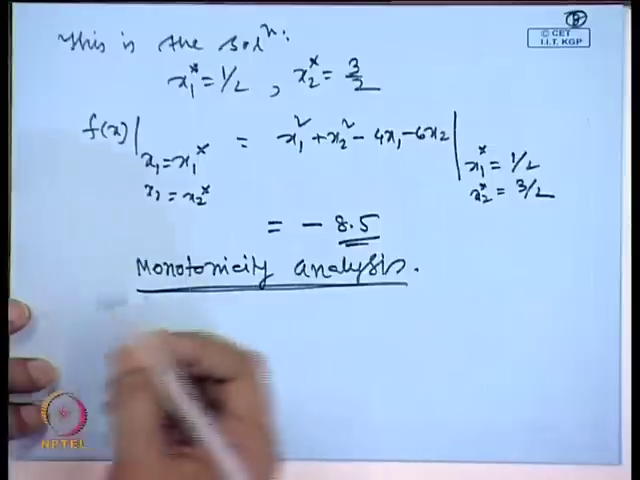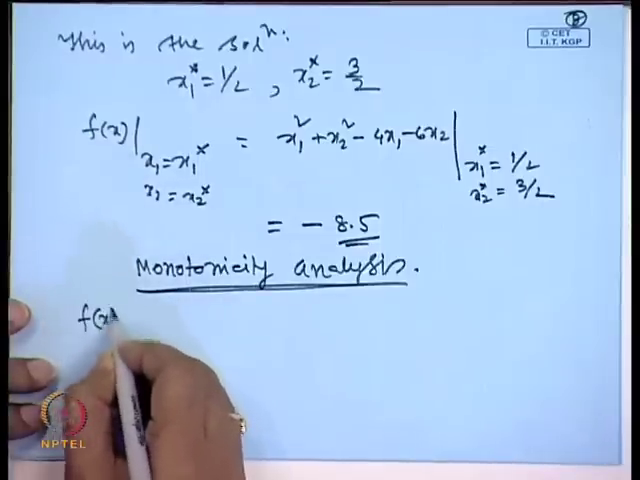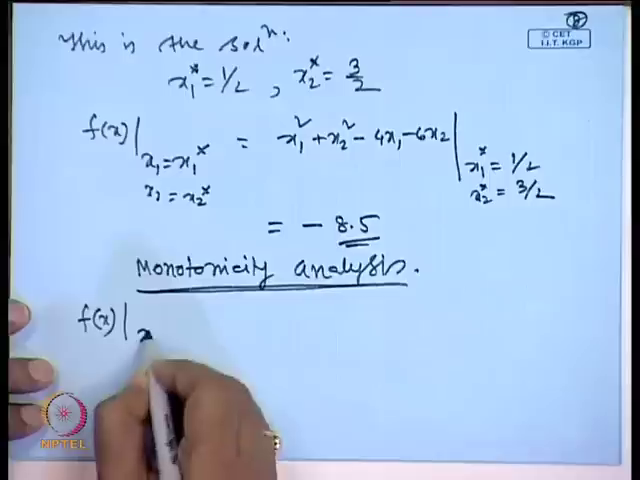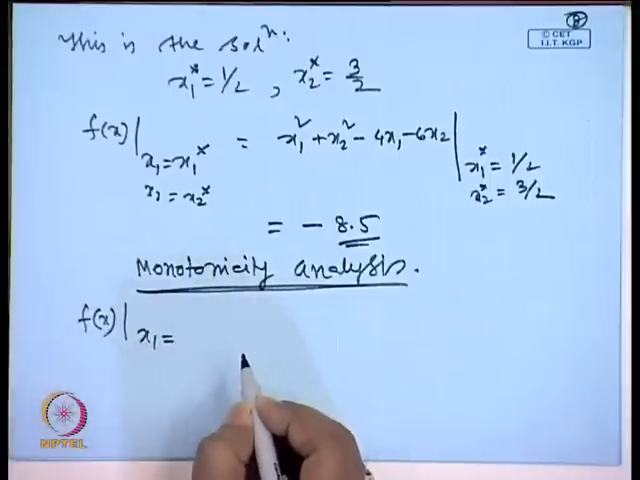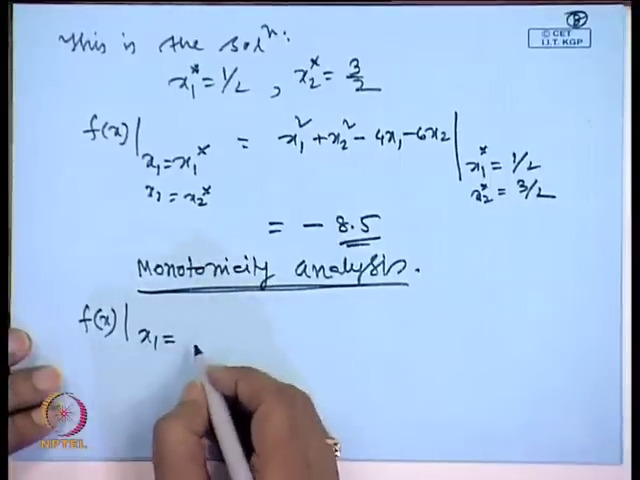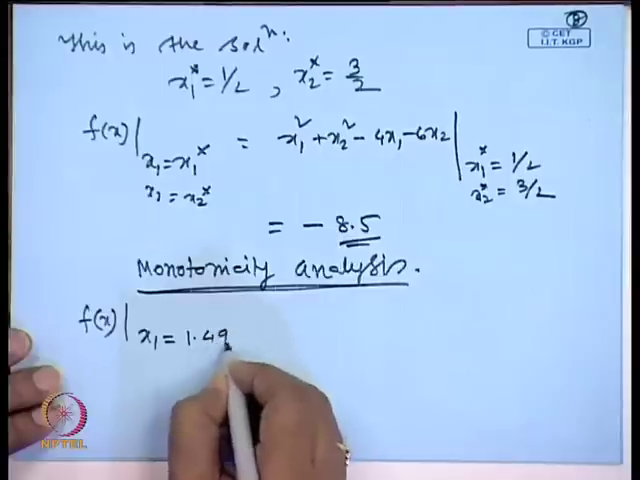So, what is this? Let us put the value in the function x at x 1 equal to, let us say, we have found this value at x 1 is 1.495.